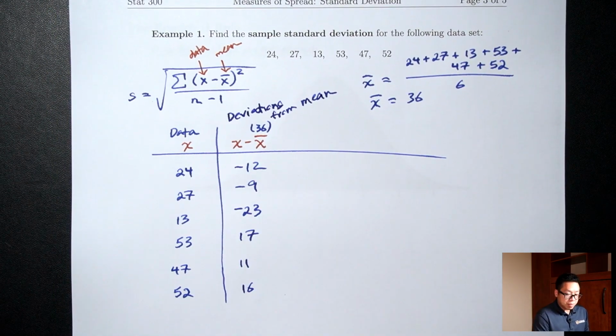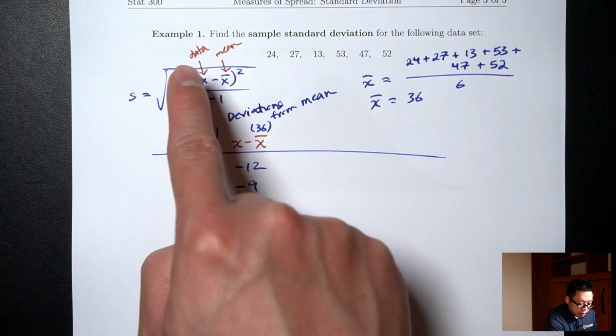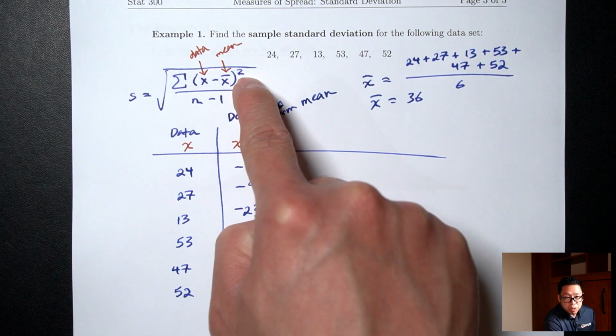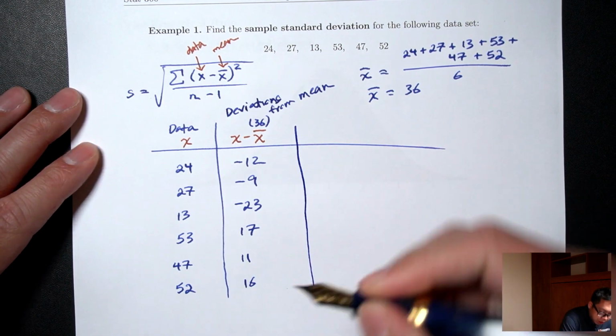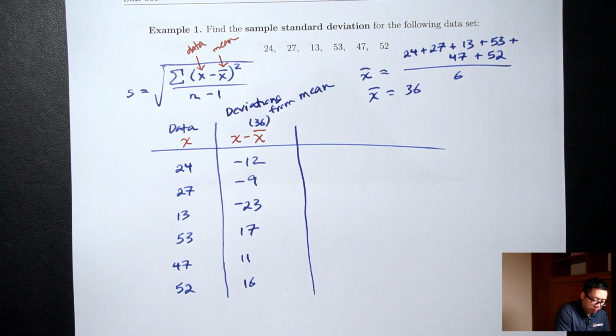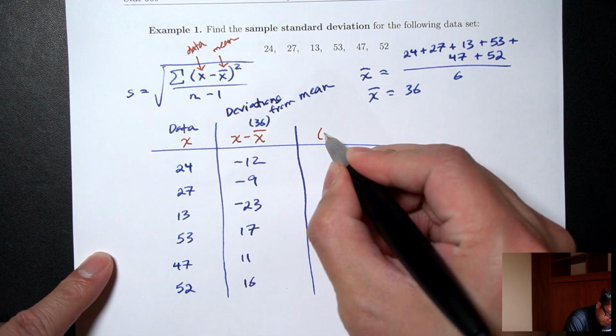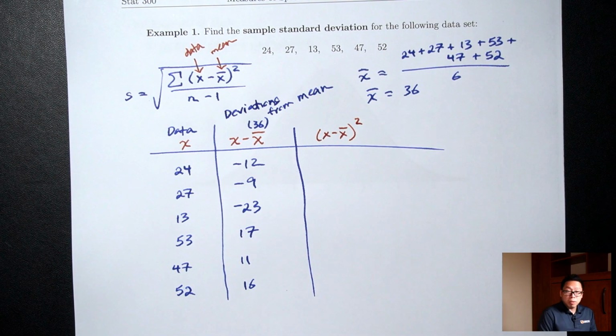These are just the distances of our data from the mean. So we did x minus x bar already. The next part is that symbol, which is square it. So what that's telling us to do is to take our deviations and square them. And that's exactly what we did on the first page.